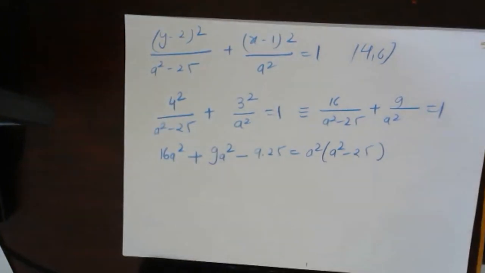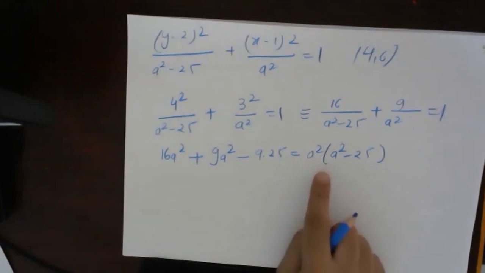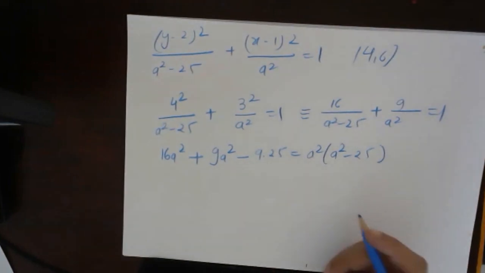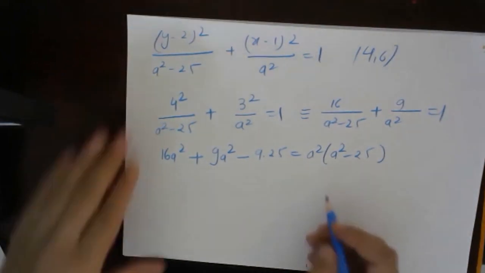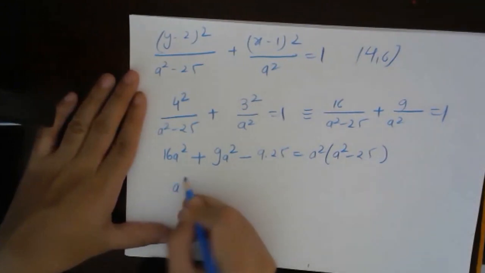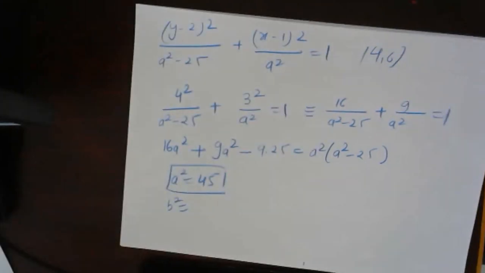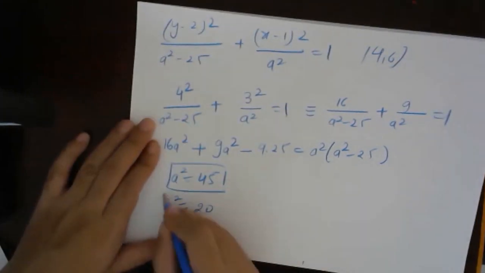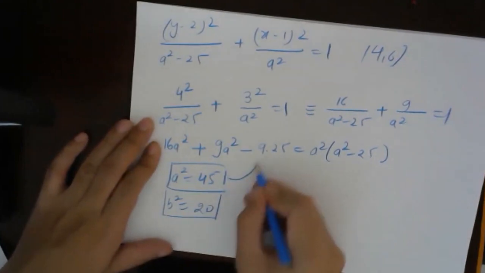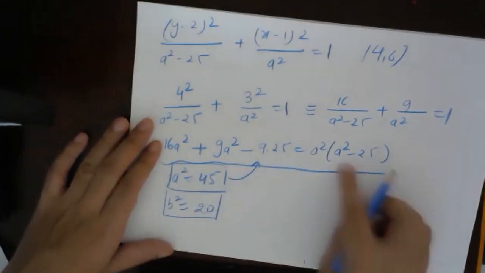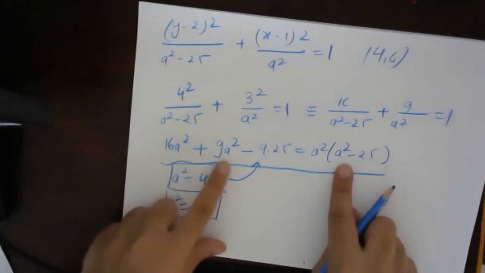This is a quadratic in a square. We can find the value of a square. We can solve this quadratic equation. So from here, I think you will get a square as 45, okay? And from here, b square you will get as 20. A square you will get from solving this quadratic equation, right? So you will have everything in a square.